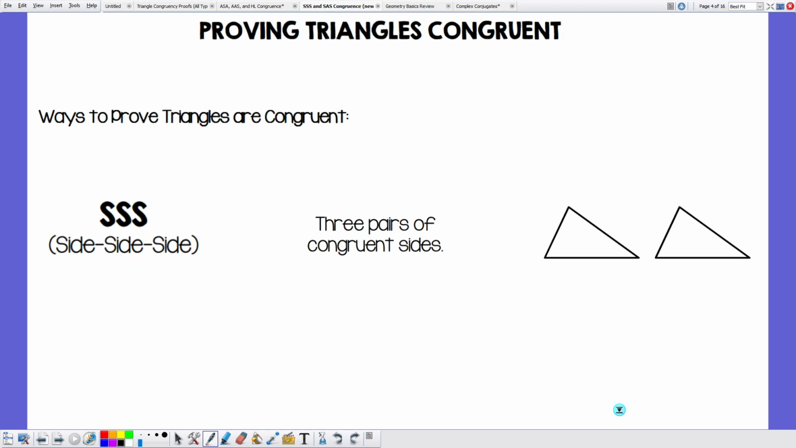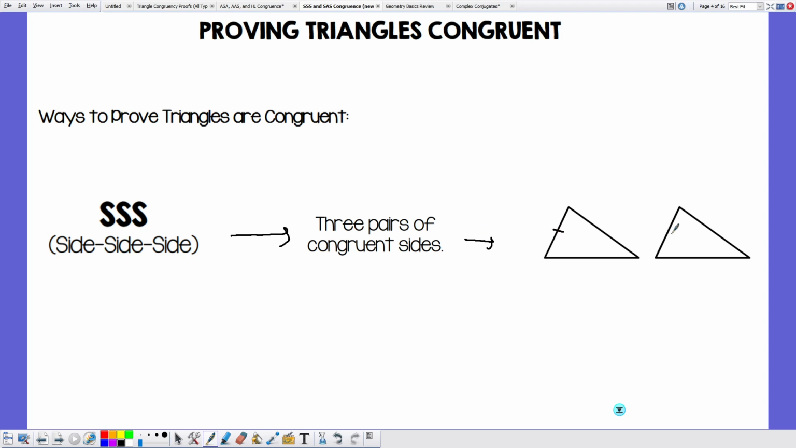Hello everyone. Now we have a new concept, which is going back to proofs. Now we have ways to prove if triangles are congruent or not. The first way that we're going to explore is called the side-side-side proof, or side-side-side congruence. What this means is that with three pairs of congruent sides, the triangles themselves are congruent.